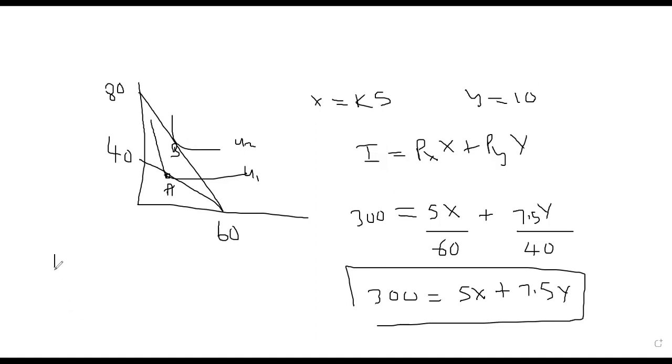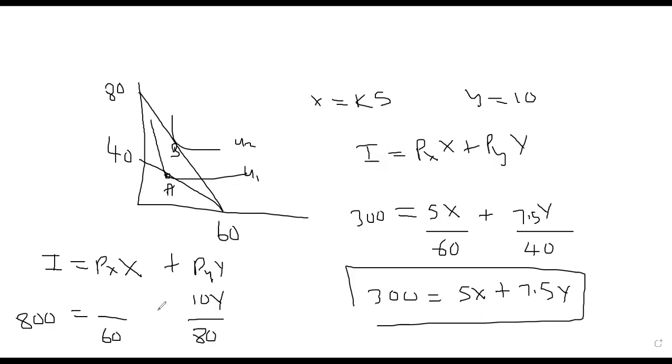Other one, at B, we're told that the price of Y is 10 kwacha. So we know that income is equal to price of X times X plus price of Y times Y. So in this case, where there is Y here, we put 10Y, but it's cutting the Y at 80. So we're going to multiply 80 times 10, which is 800. It's cutting the X at the same 60. So to find the intercept there, we divide 800 by 60. So when we divide 800 by 60, what do we get?